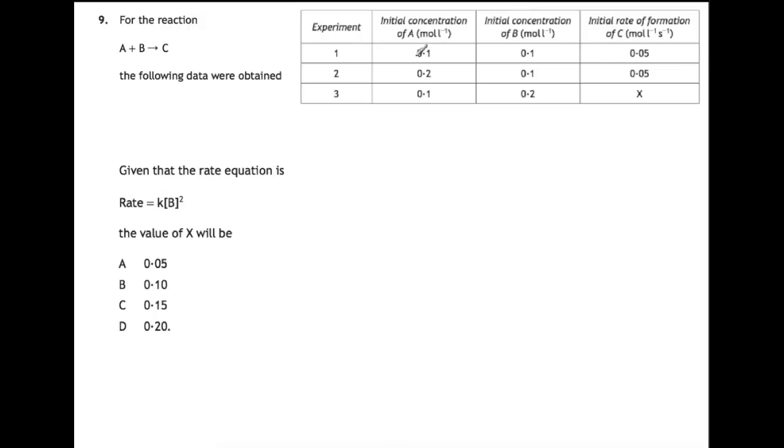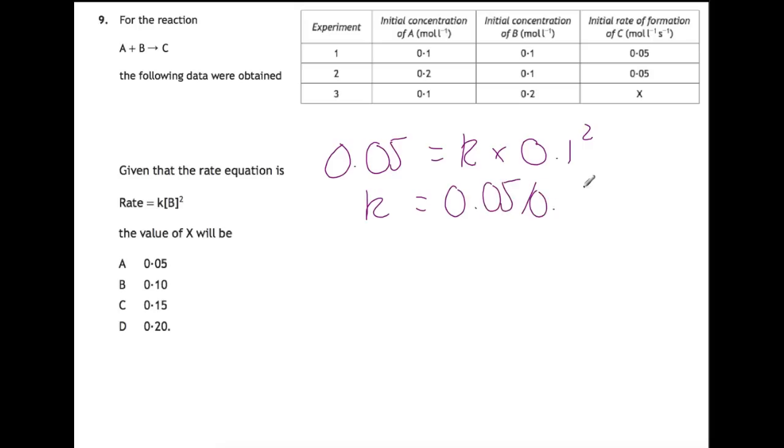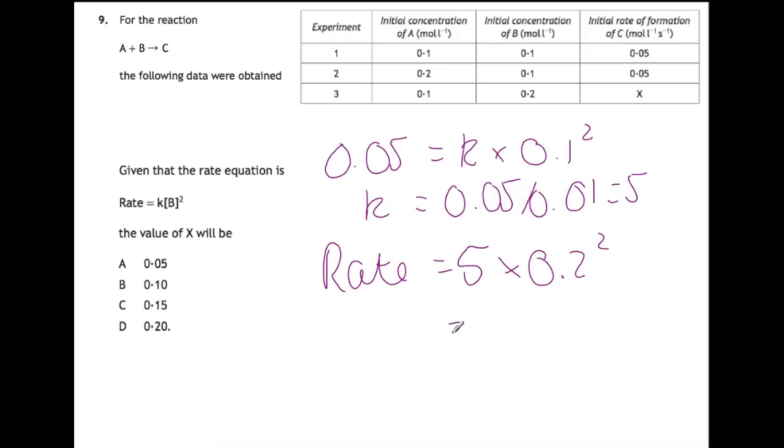So I'm going to use the values from experiment 1 and put them into the rate equation. So the rate is 0.05. We don't know K yet, and we've got concentration of B squared. This means that K will be 5. If we now rewrite out this equation, so this time we're trying to work out rate, which is X, we know that K is 5, we know the concentration of B is 0.2, and we're having that squared, so this means that the rate itself is 0.2. So our answer to this question will be D.